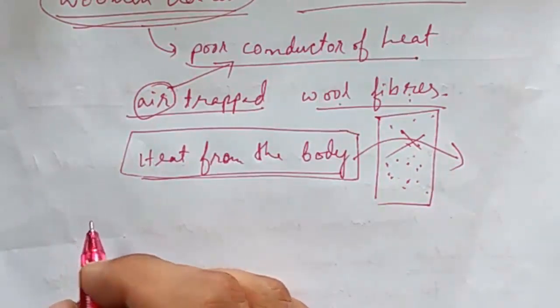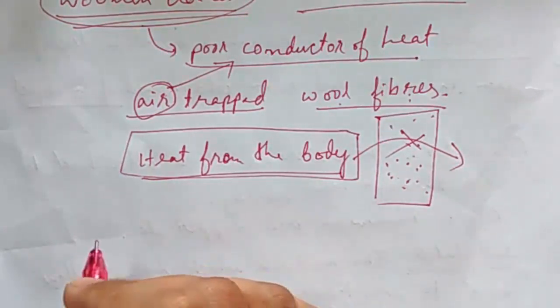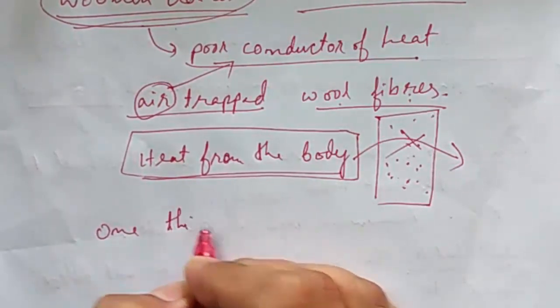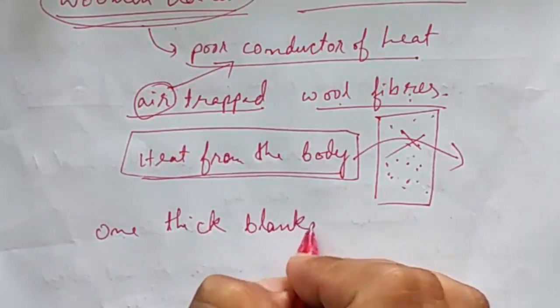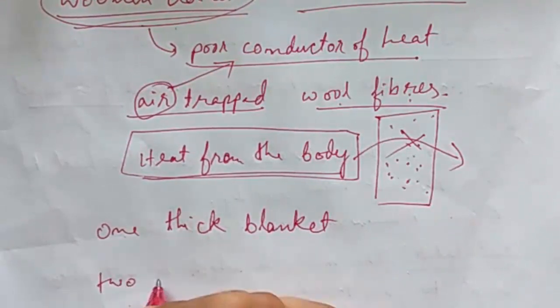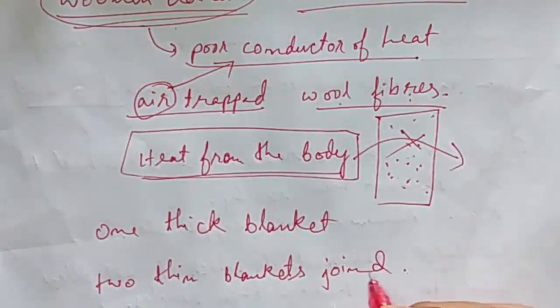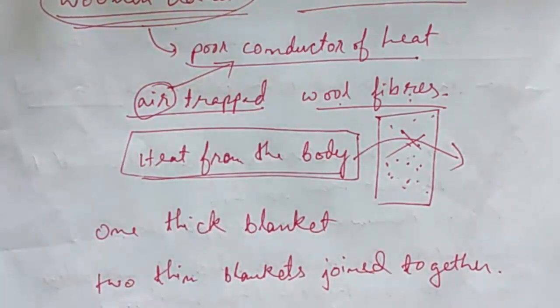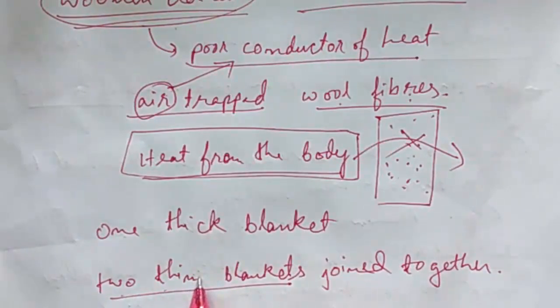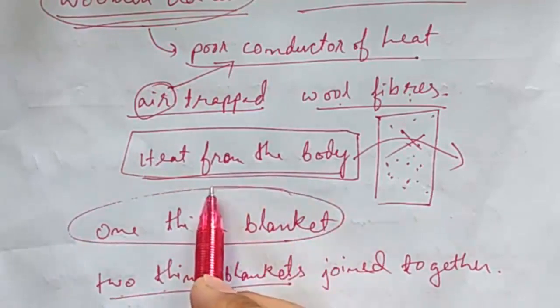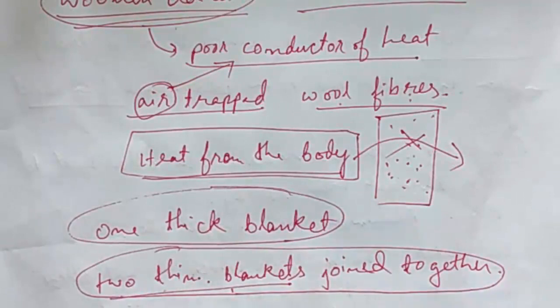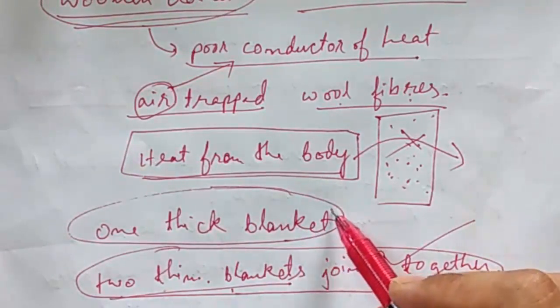So during winter season, when we use a blanket, instead of using one thick blanket, we can use two thin blankets joined together. Since there will be a lot of air trapped in between these two thin blankets, and air is a poor conductor of heat, the heat from our body will not transfer to the surroundings. So instead of using one thick blanket, we can use two thin blankets joined together. This will be warmer as compared to one thick blanket.